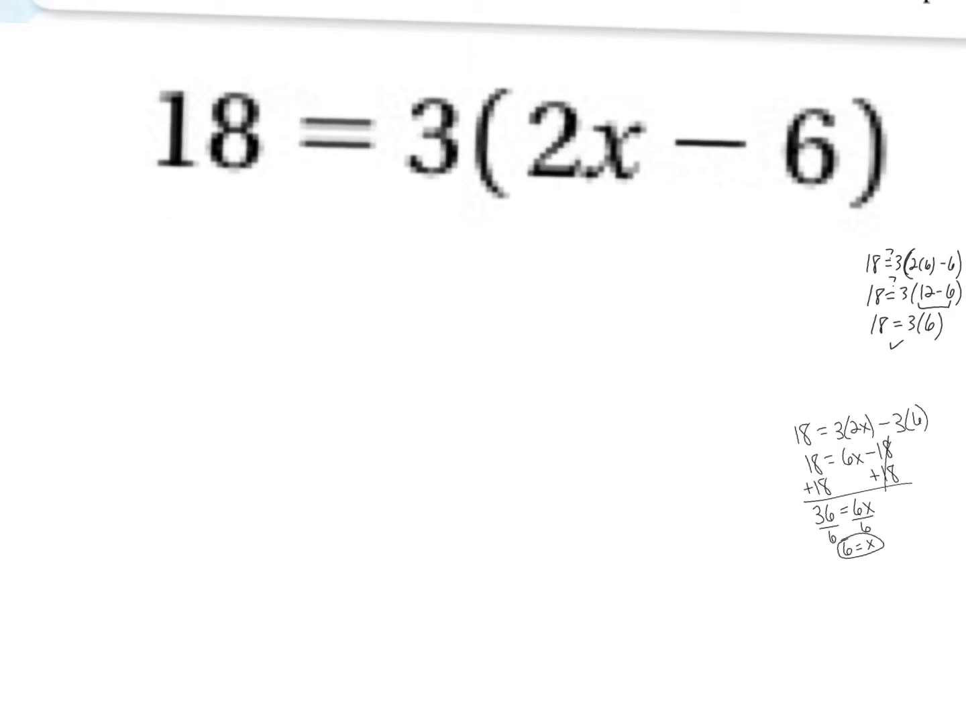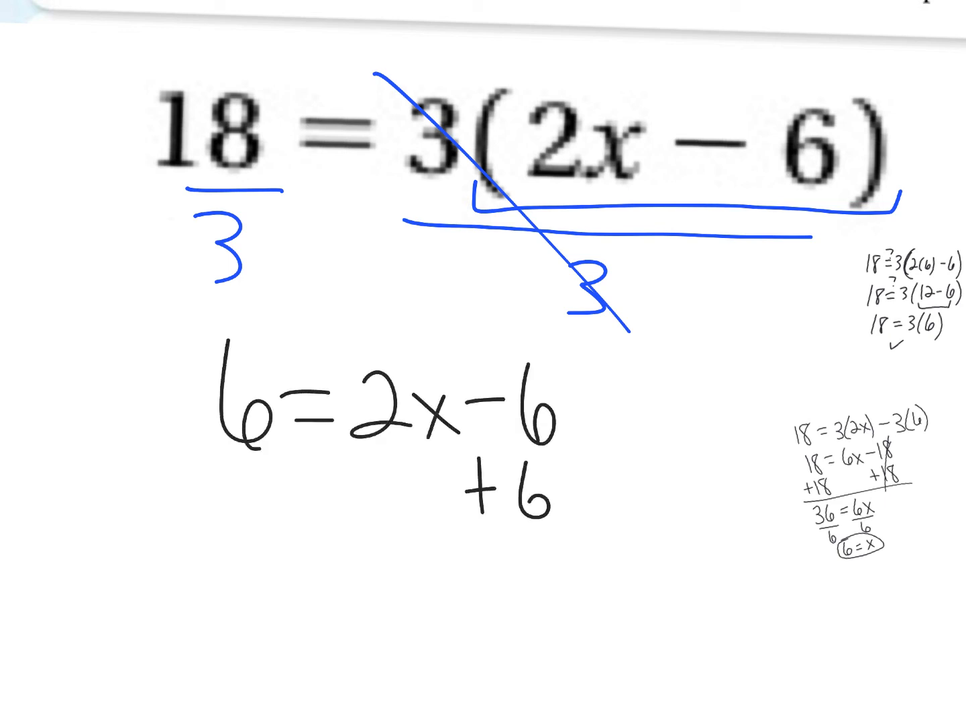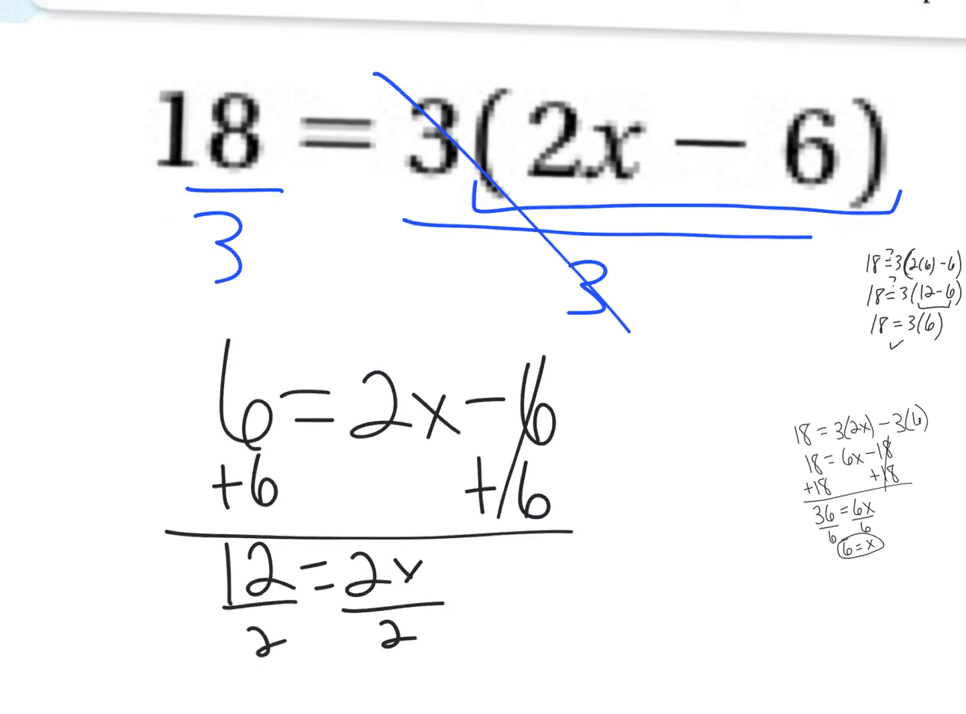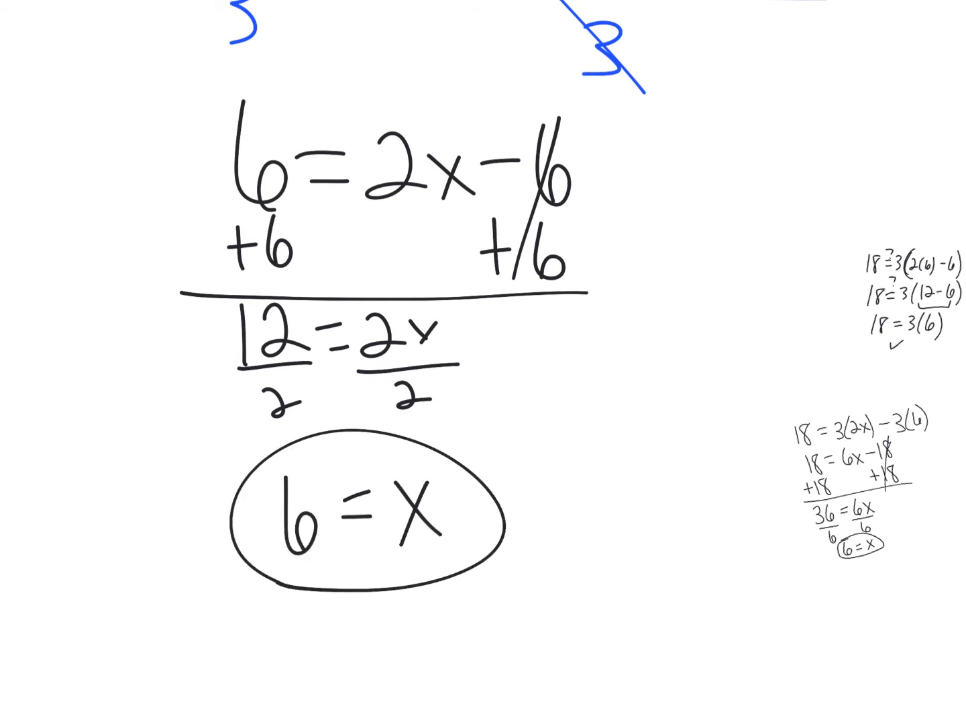So what they're getting at here is that this 2x minus 6 that's in the parentheses is being multiplied by 3. So you could say, let's divide by 3 to get that part by itself. So 18 divided by 3 is 6. And now we've got a two-step equation. They're subtracting, so we can add 6. They're multiplying, so we can divide by 2. And we get x equals 6.